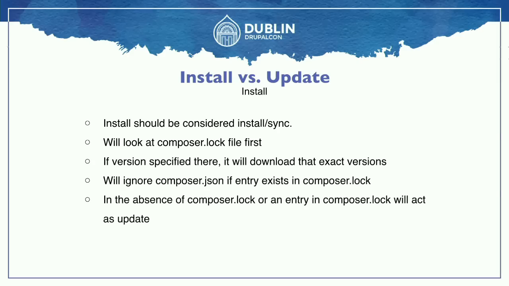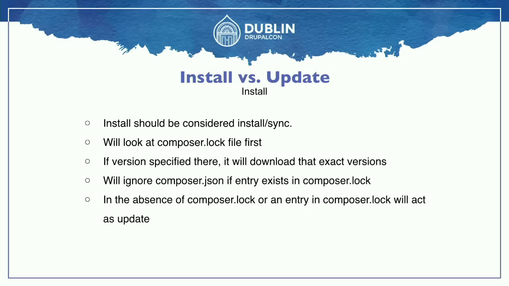So install is always going to make sure that you have that version. If you run install and there's no composer.lock file, it'll look at the composer.json file, look at your constraints for the library, figure out which version will work best based upon what you stated there, and create the composer.lock file.